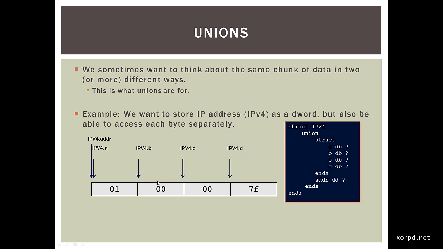So, as we can see in the picture, if we think about some relocation in memory, we have those 4 labels, IPv4.a, IPv4.b, and so on, and at the same time we have IPv4.address. We can see that IPv4.a and IPv4.address point exactly to the same place. Both of those numbers equal 0. Those 2 labels equal 0. As an idea to remember, unions basically create more labels with the same values.